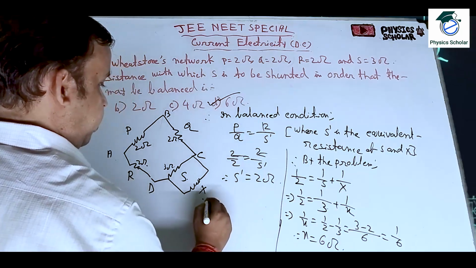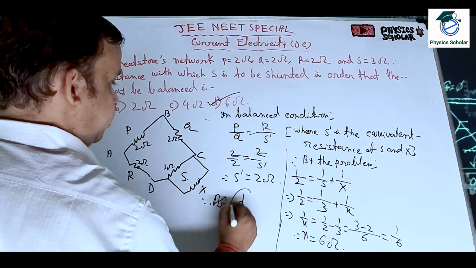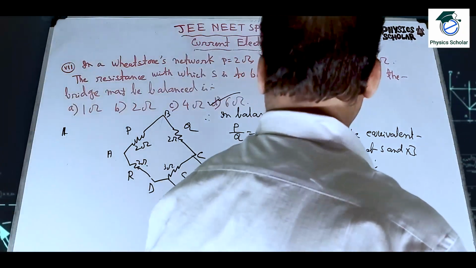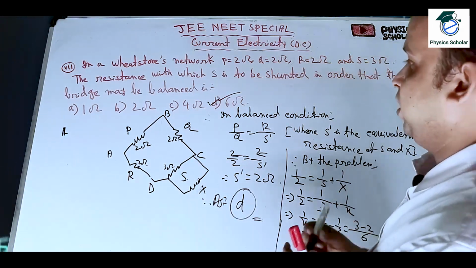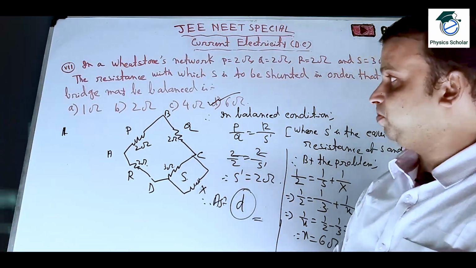Okay, so option number D. So which option will be correct? Answer will be option number D. That will be your correct answer. Clear? So students, hope you have understood this. I am explaining it once again.